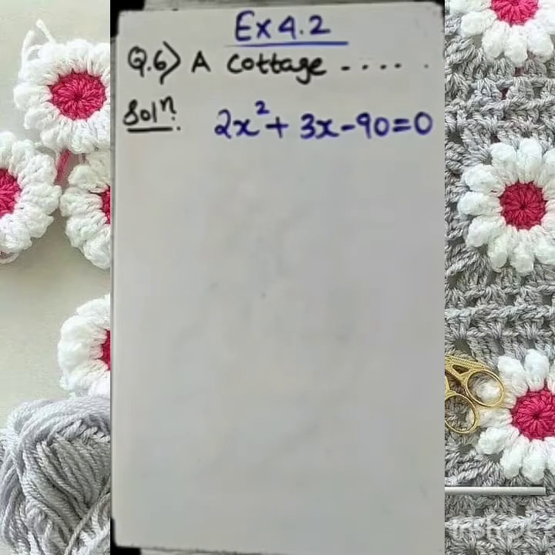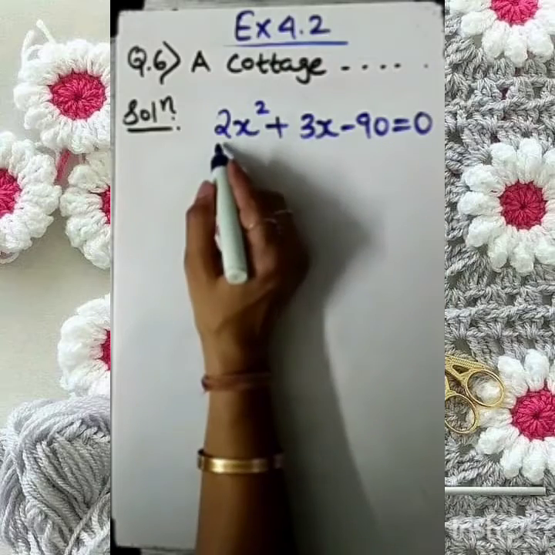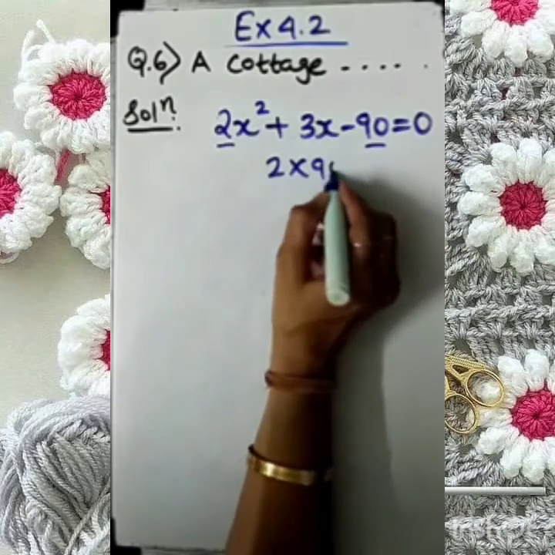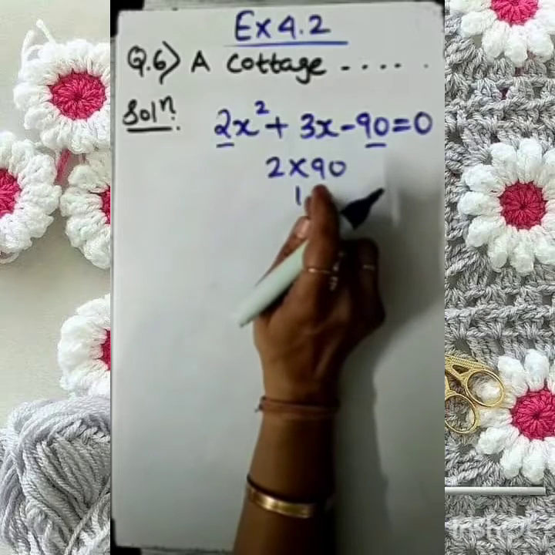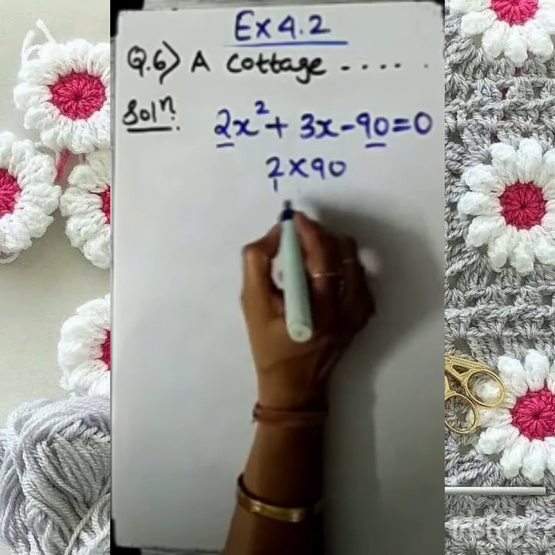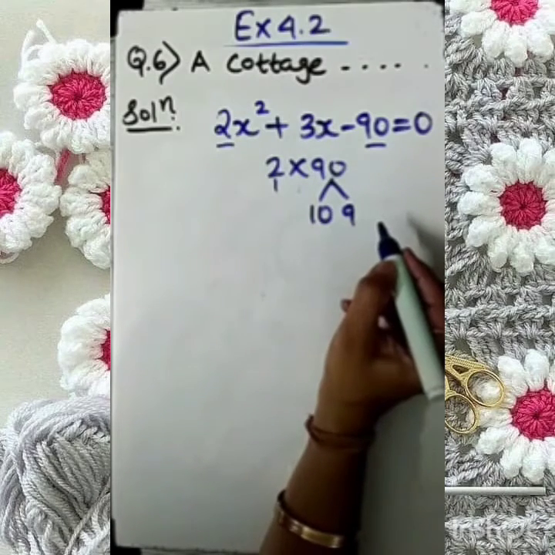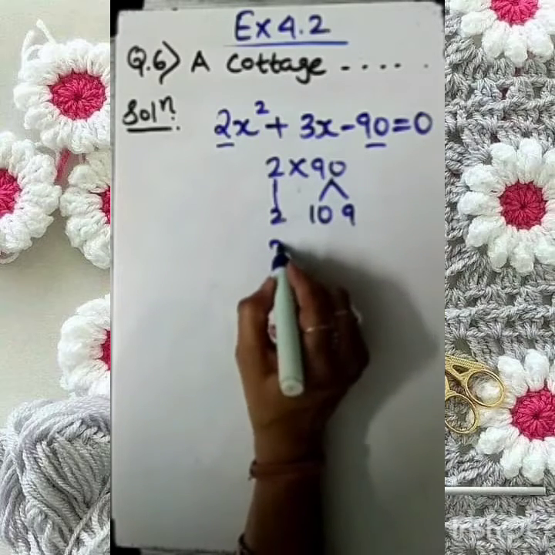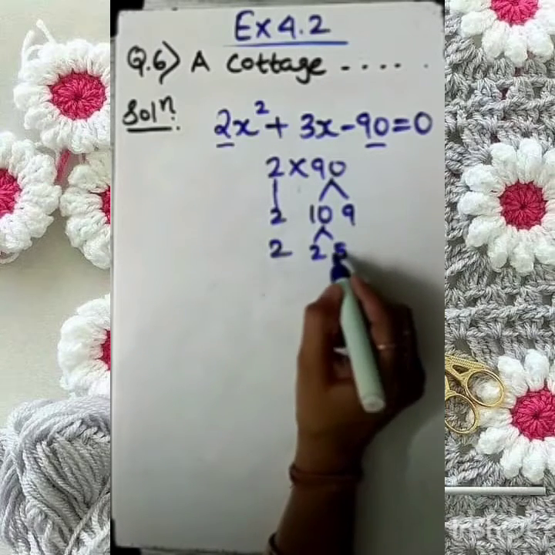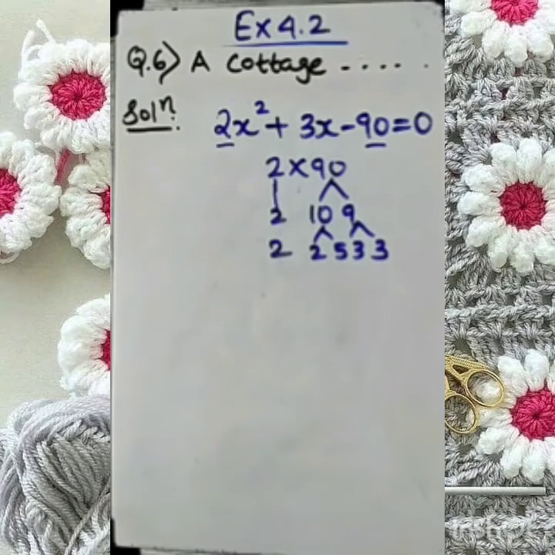Let's try to find its factors. So this is the final equation, a quadratic equation. After simplification it is 2x square plus 3x minus 90 equal to 0. First of all we need to multiply 2 with 90. What is 2 into 90? That is 180. Let me have the factors of 90. 10 nines are 90, right? 10 can be written as 2 into 5 and 9 can be written as 3 into 3. So finally the factors of 180 are 2 into 2 into 5 into 3 into 3.